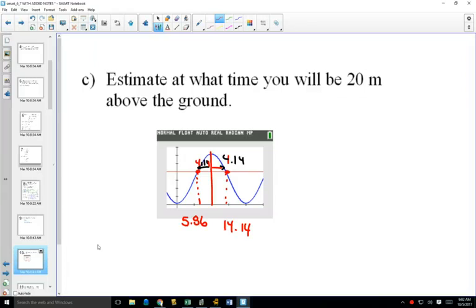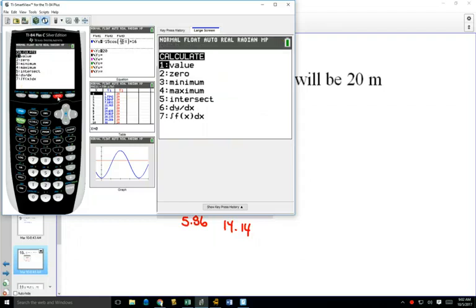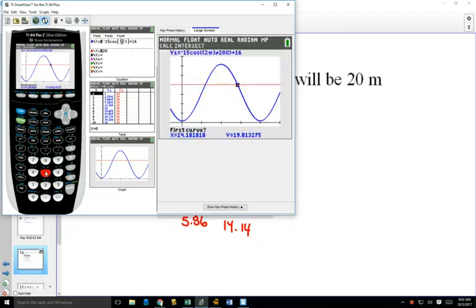And so if I took 10 and subtracted 4.14, I get 5.86. It is symmetrical, so we could figure it out that way. Of course, we can go back to our graphing calculator and calculate that intersection as well. Now, the cursor is closer to that one. Your calculator will always find the intersection that it's closest to.